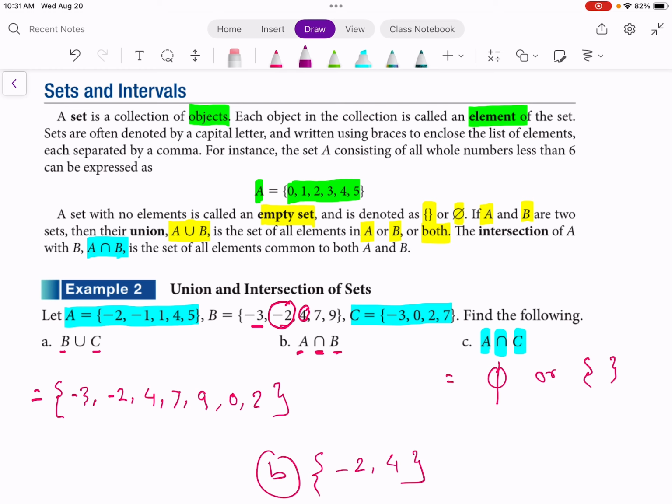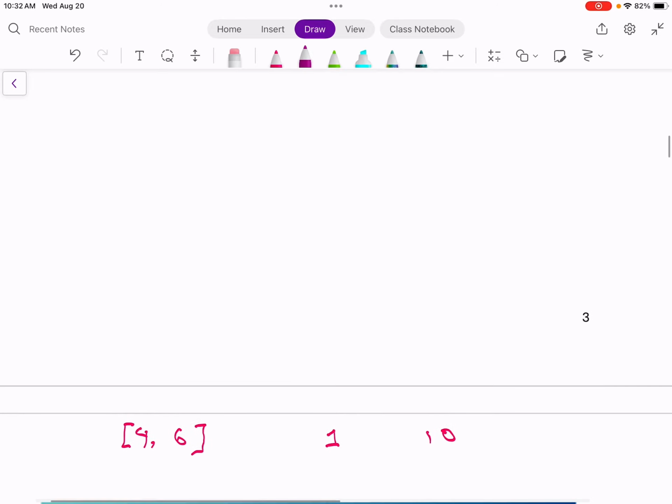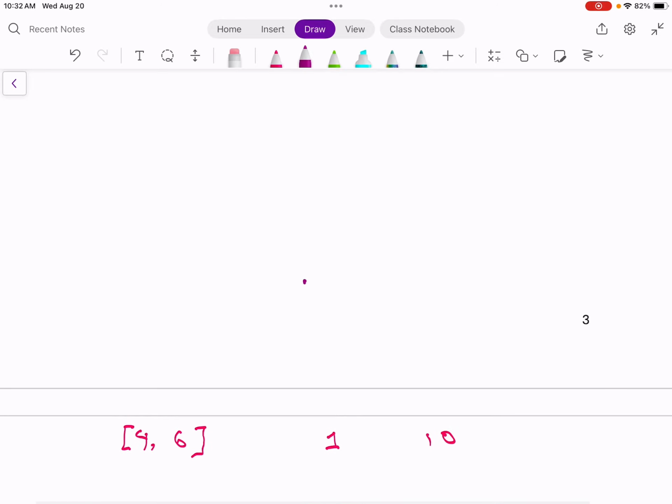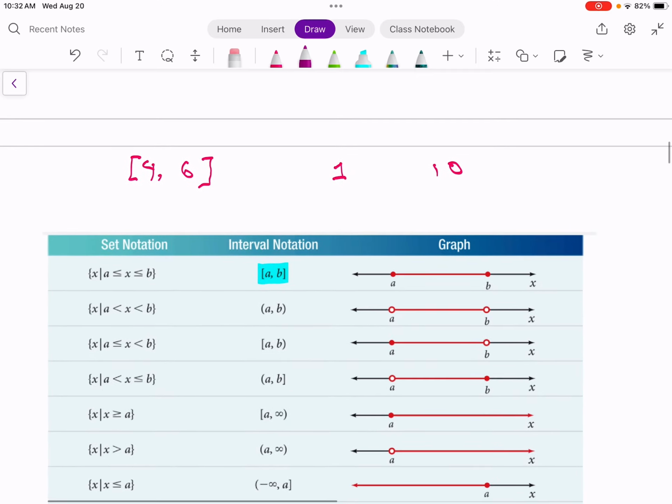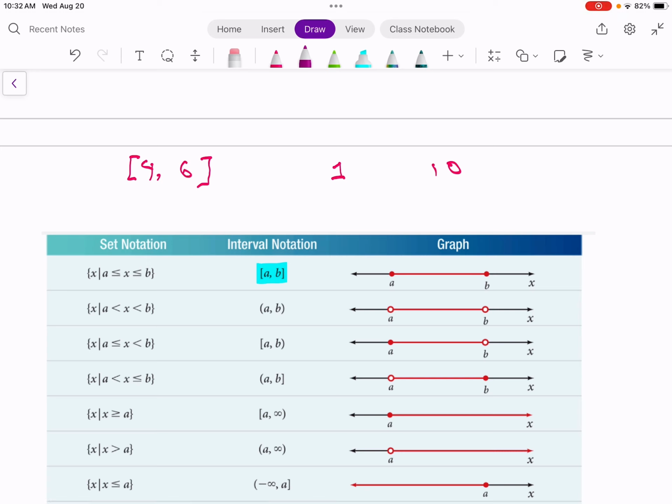Since we can't make a list and write it in a set like this, in the earlier example we had a set A consisting of all whole numbers less than 6, and we can make a list of those: 0, 1, 2, 3, 4, 5. But if you are asked to write down every number less than 6, is it possible to make a list? No, it's not possible. So in that case, we use interval notation, or we use set notation.